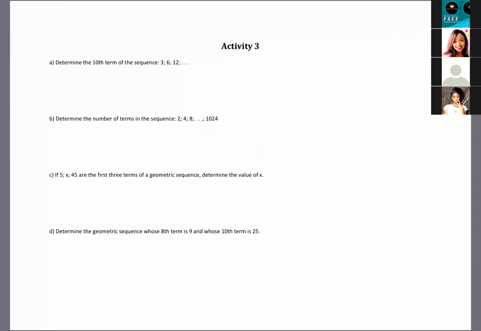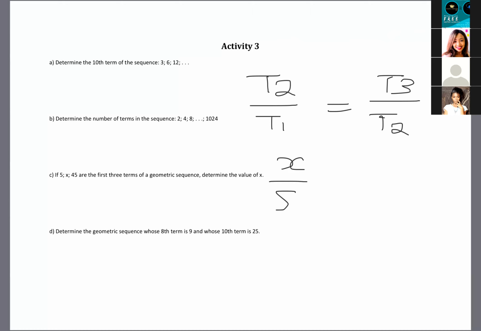Okay, C says if 5, x and 45 are 3 terms of a geometric sequence, determine the value of x. So we know that with a geometric sequence, T2 over T1 is equal to T3 over T2, right? So I'm just going to substitute my values into this to work out x. So I'm going to say T2, which is x, over my T1, which is 5, is equal to T3, which is 45 over x. And then I just solve for x.